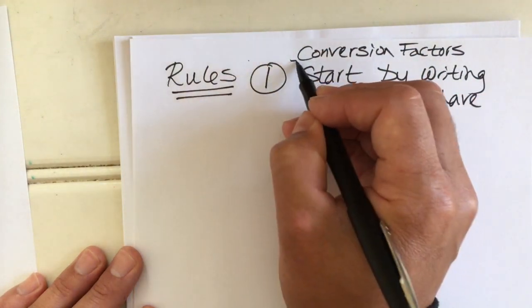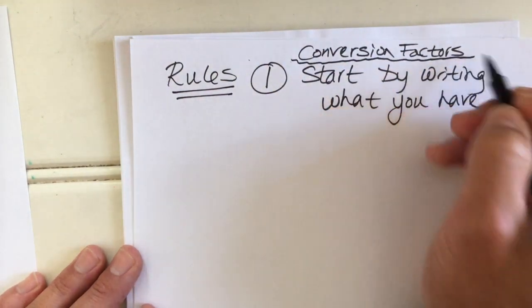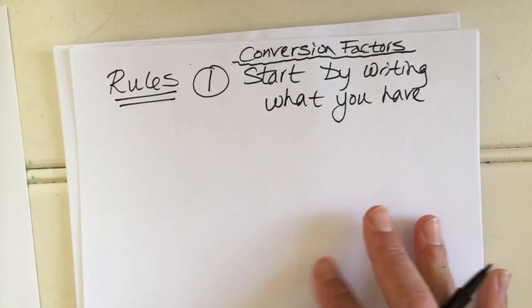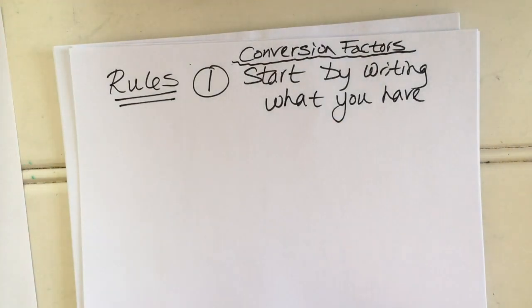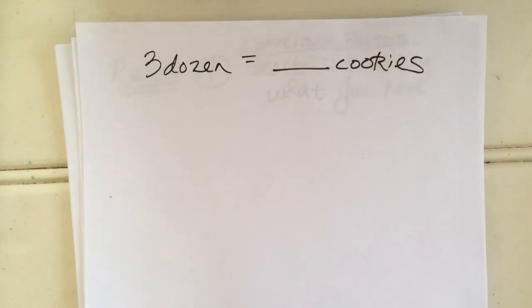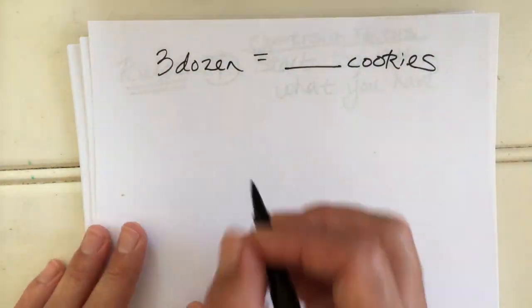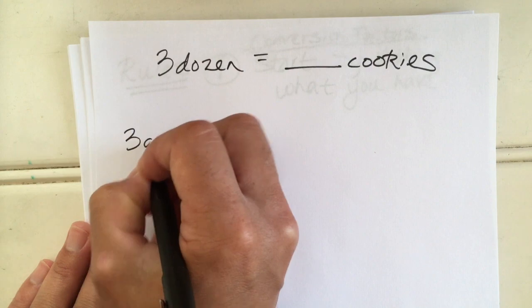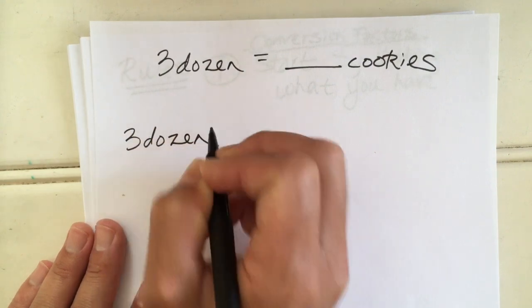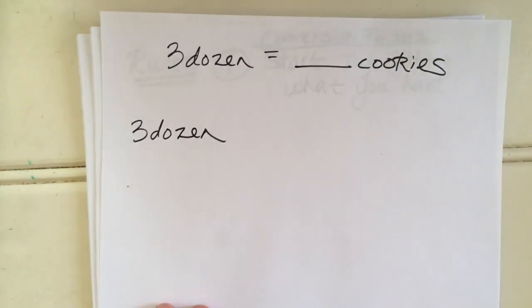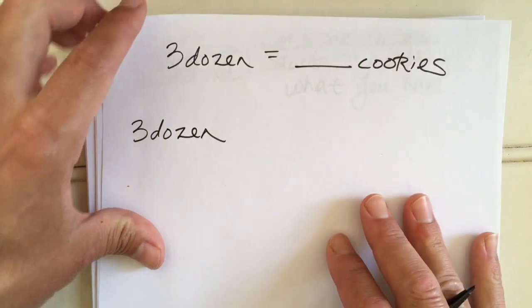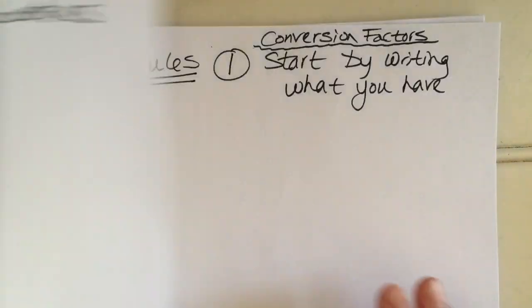Okay, so rules for conversion factors. Number 1, start by writing what you have. So if I go back to this problem, what do I have? Well, I want cookies, but I know I have 3 dozen. So I'm going to start by writing 3 dozen. Then I want to find some equalities that will allow me to write conversion factors.